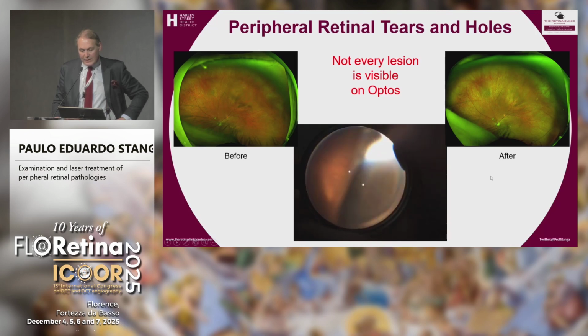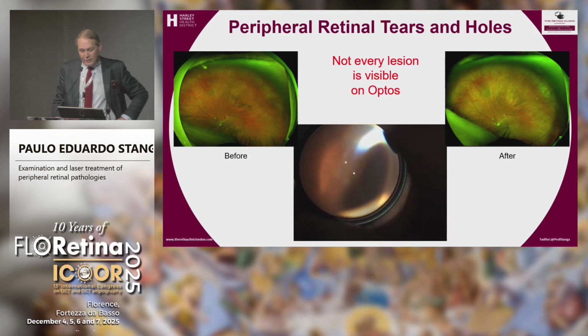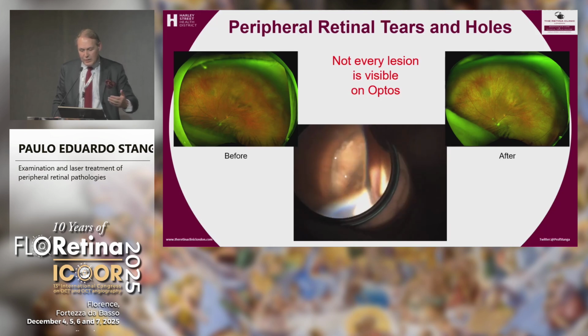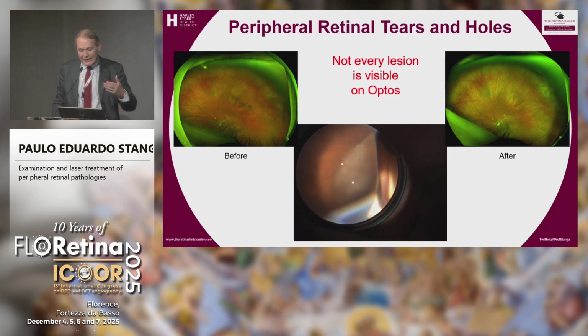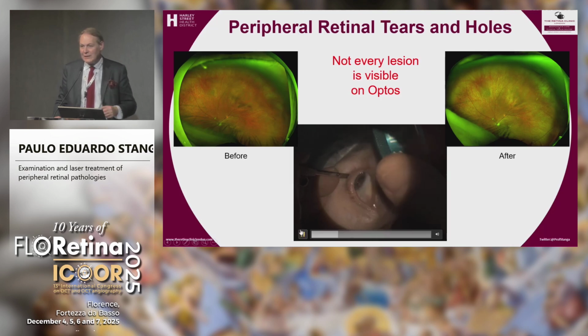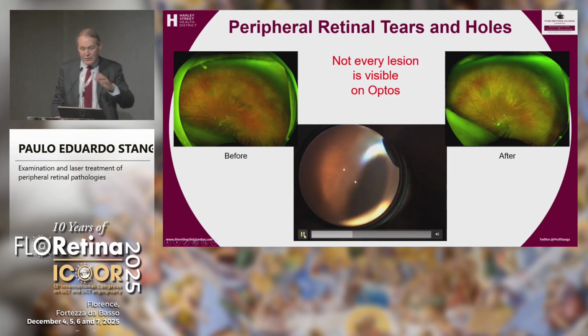I just place the indentor there, lens in front of the eye, massage a little bit so I go a bit further posterior, and I move the indentor anterior and posteriorly so I can see the retina at an angle, and you can see here the flap. You will see the flap of the tear standing up, and you can see how I've lasered all around.